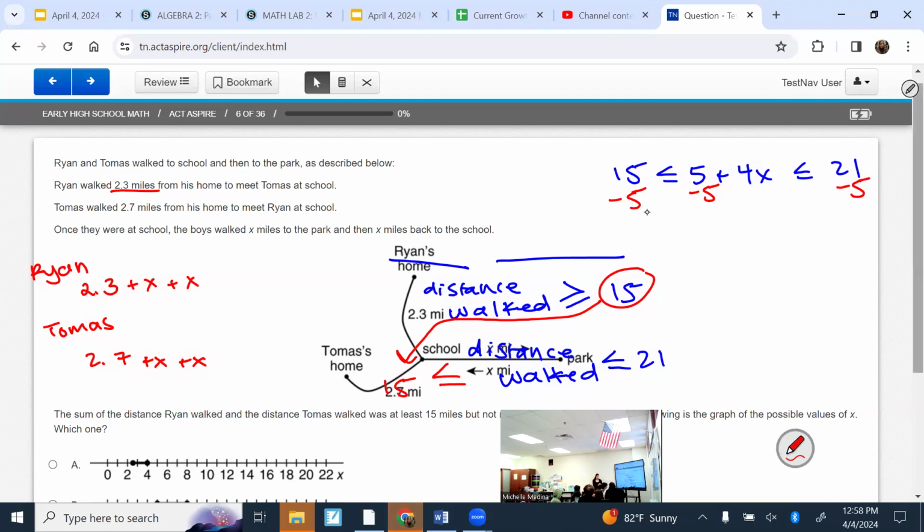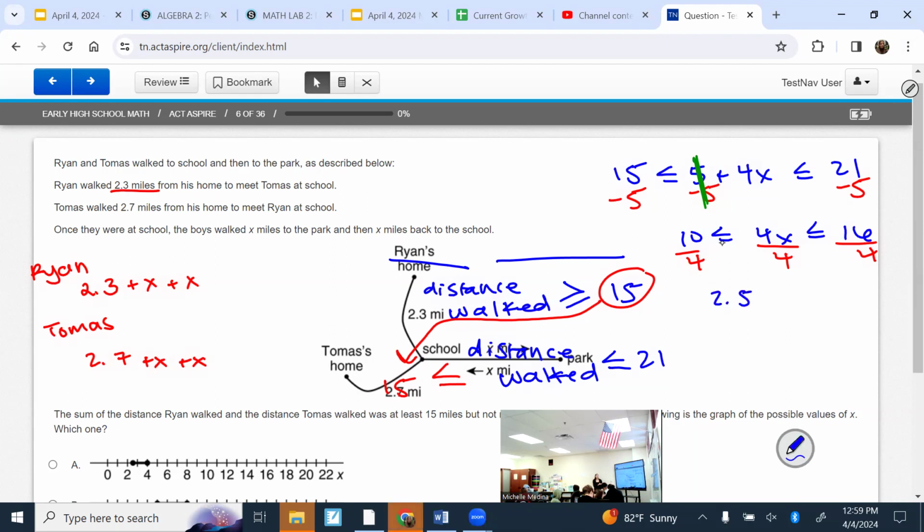What's 15 minus 5? So then this cancels out here. Over here, well, let me put the 4x in the middle. Over here, what's 21 minus 5? And then x is still not alone. What's opposite of multiplying by 4? And whatever you do on one side, since it's a compound inequality, make sure you do it to both other sides. 10 divided by 4 is 2.5.